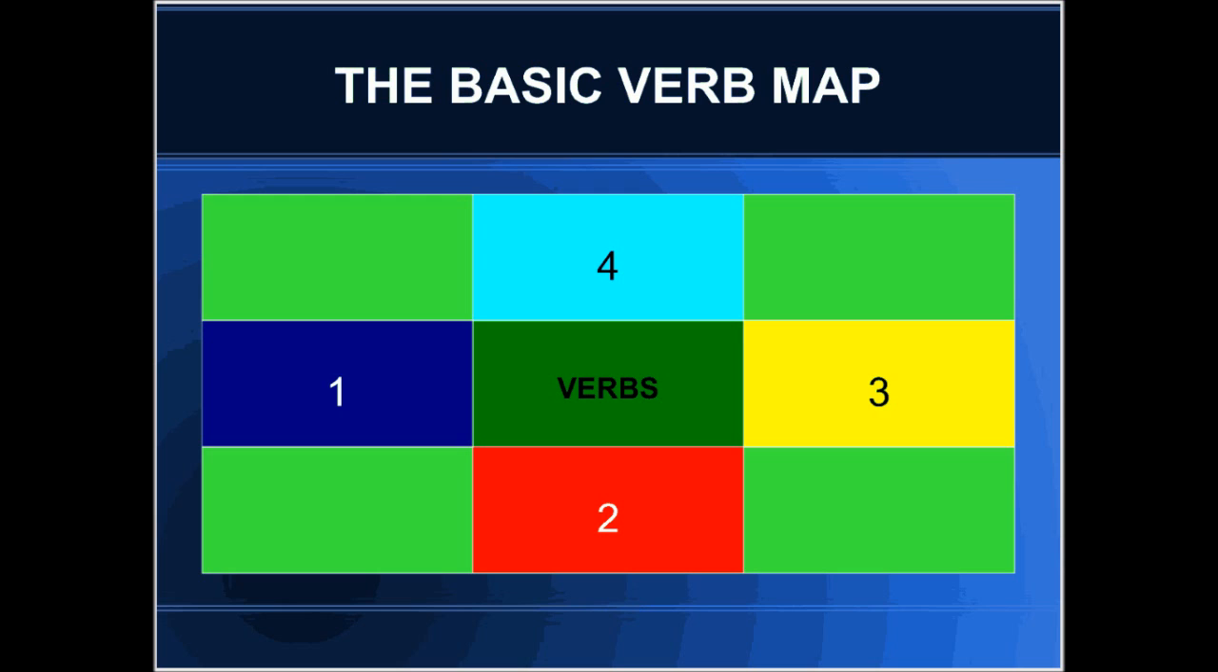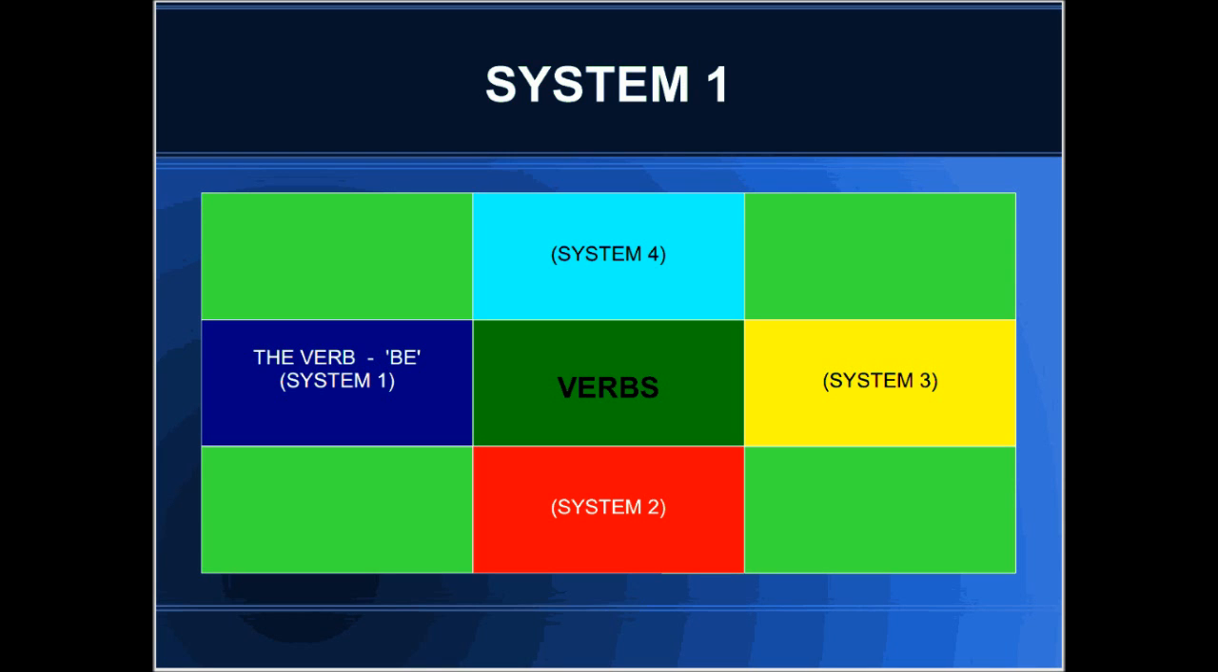So the first structure that most students encounter is System 1. System 1 is, of course, the verb be. Now, the verb be seems to be a very simple place to start, but you need to begin at the beginning.